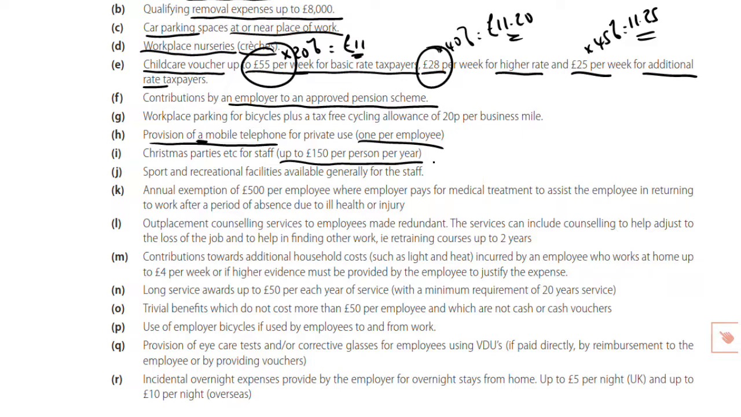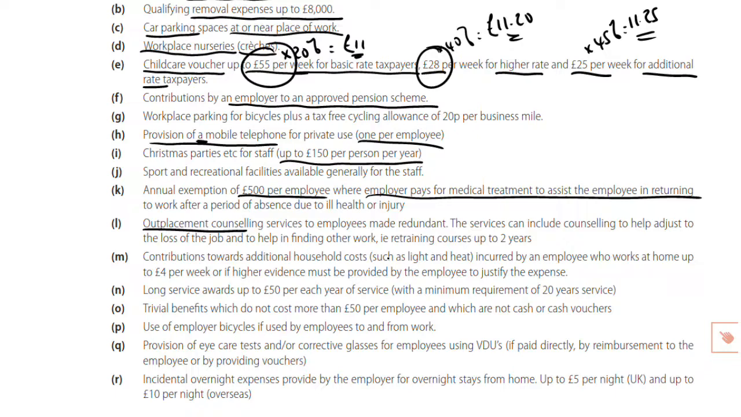Sport and recreational facilities, yeah, again, encouraging us, of course, to look after our health. Annual exemption of £500 per employee for employer-paid medical treatment to get you back to work there. That would be fine. Outplacement counselling, if you've been made redundant, again, to soften that blow, the employer, or about to be ex-employer, pays for that counselling for you. That would be an exempt benefit.